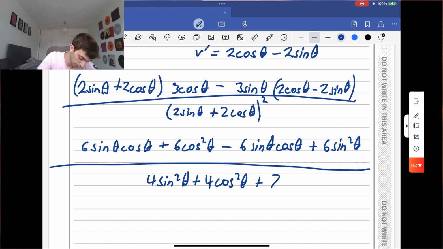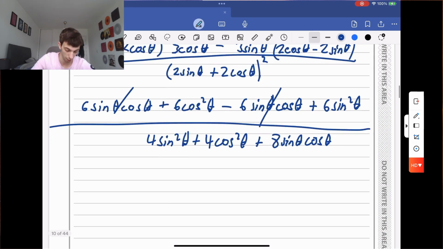So that's going to be 8 sine theta cos theta. Okay, cool. So from here, what can we already spot? Well, we can see that 6 sine theta cos theta take away 6 sine theta cos theta, these two will cancel out. What are we left with?